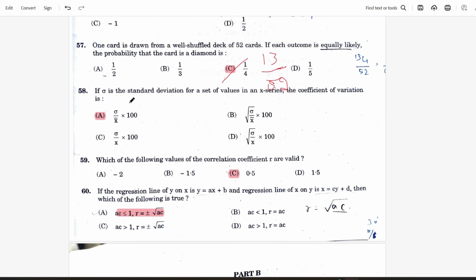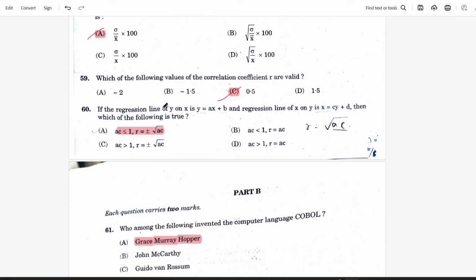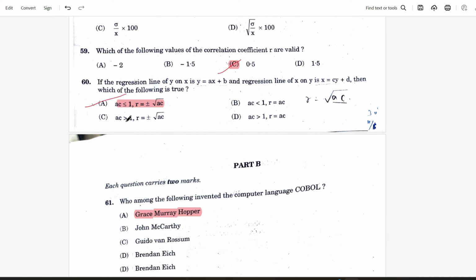The next, question number 58, is from statistics, standard deviation. This is a direct formula. Then, which of the following values of correlation coefficient are valid, that is option C. The regression line of y on x is y equals ax plus b, and the regression line of x on y is x equals cy plus d. Then which of the following is true? Option A is the right one.